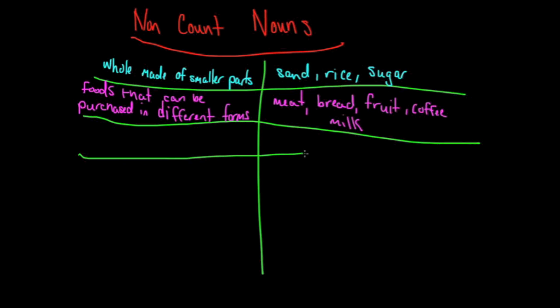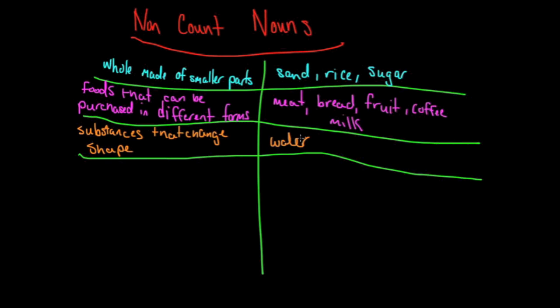Our third category here is going to be substances that change shape. Substances that change shape, like water, oil, gas. So things that change shape. Wind, rain.